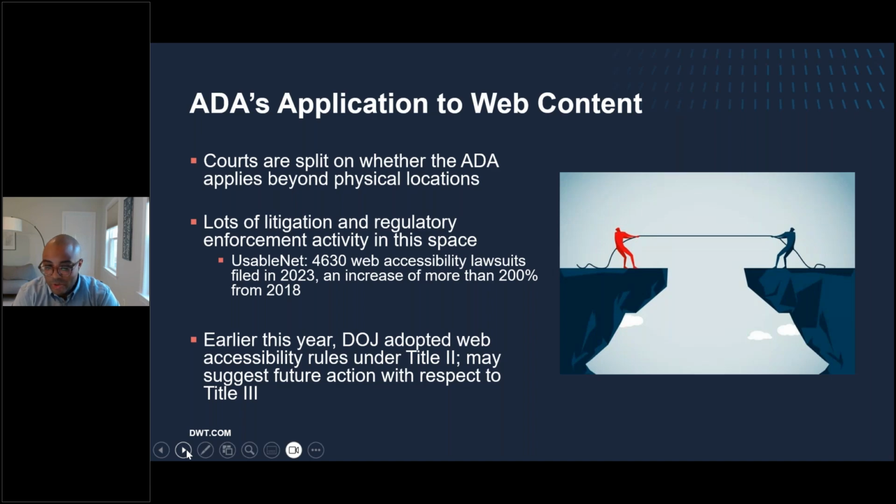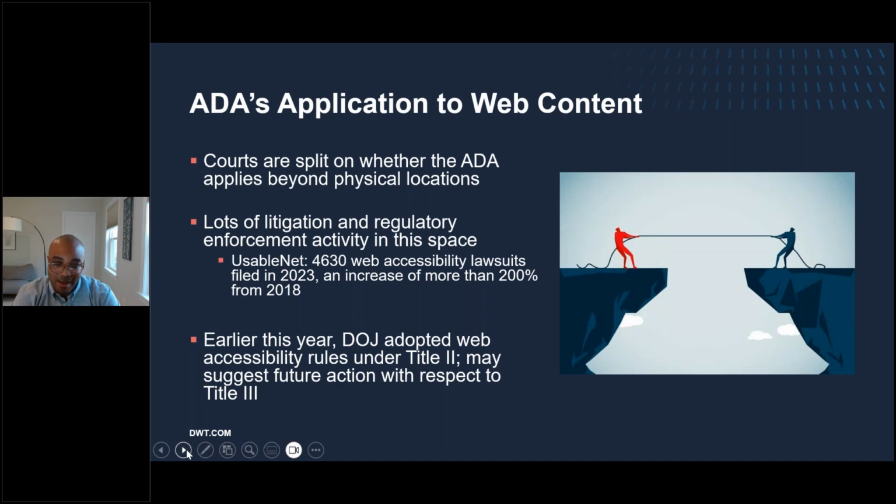There's an organization called UsableNet that does an annual survey of web accessibility lawsuits. This is a little bit dated, given it's from last year, but just last year, as an example, a little over 4,600 web accessibility lawsuits were filed, which was more than 2 times the number just 5 years prior. I don't know what the numbers are for this year because we're still in this year, but having looked at this for the last several years, the trend tends to just move up and to the right. So there's certainly an area of high activity.